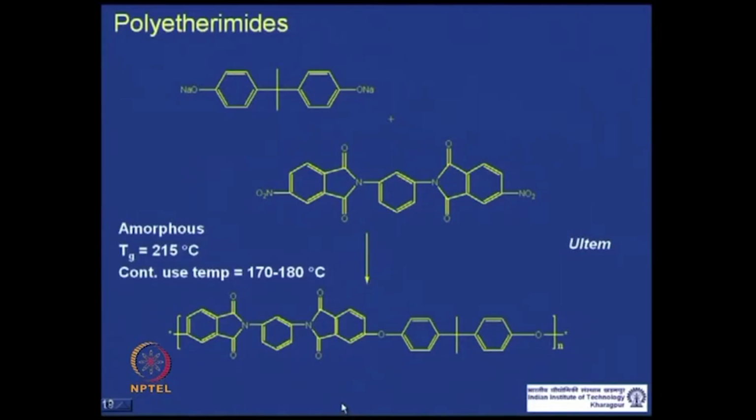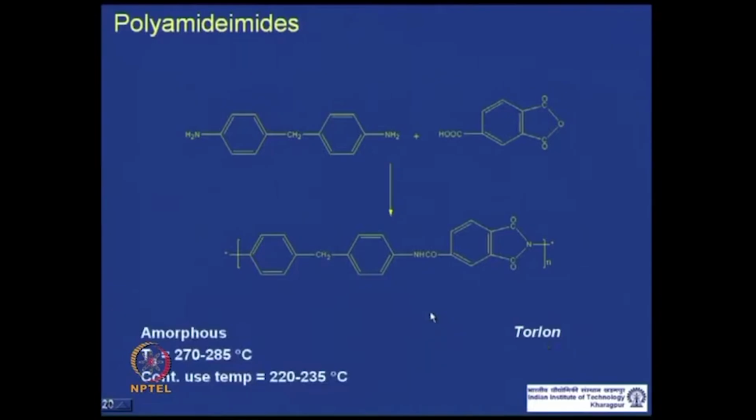Obviously, these polymers are costly because they have such high performance and they are also difficult to synthesize. They are much costlier than the common polymers. This is another set of polymers, polyamide imides. You take these aromatic diamines with one side anhydride and another carboxylic acid to form polyamide imides, and this is sold under the trade name Torlon. This is also a very high heat polymer. This is also amorphous, Tg is 270 to 285 and the constant use temperature is 220 to 235.